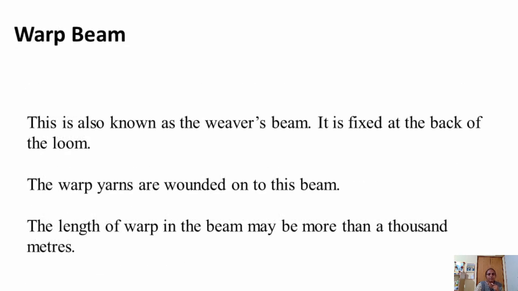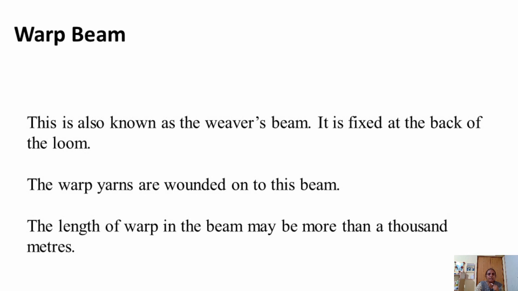Next is the warp beam. This is also known as the weaver's beam. It is fixed at the back of the loom. The warp yarns are wound onto this beam. The length of warp in the beam may be more than 1000 meters.